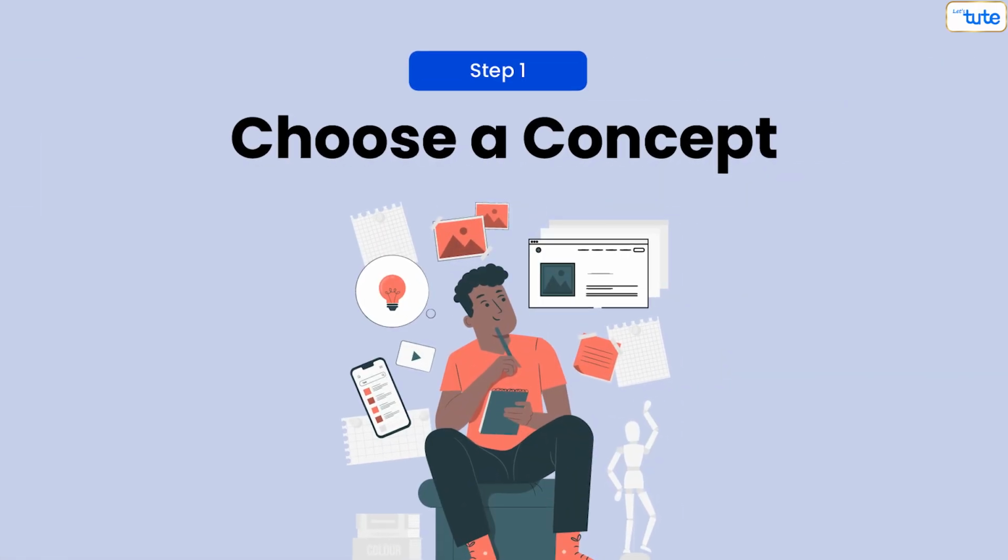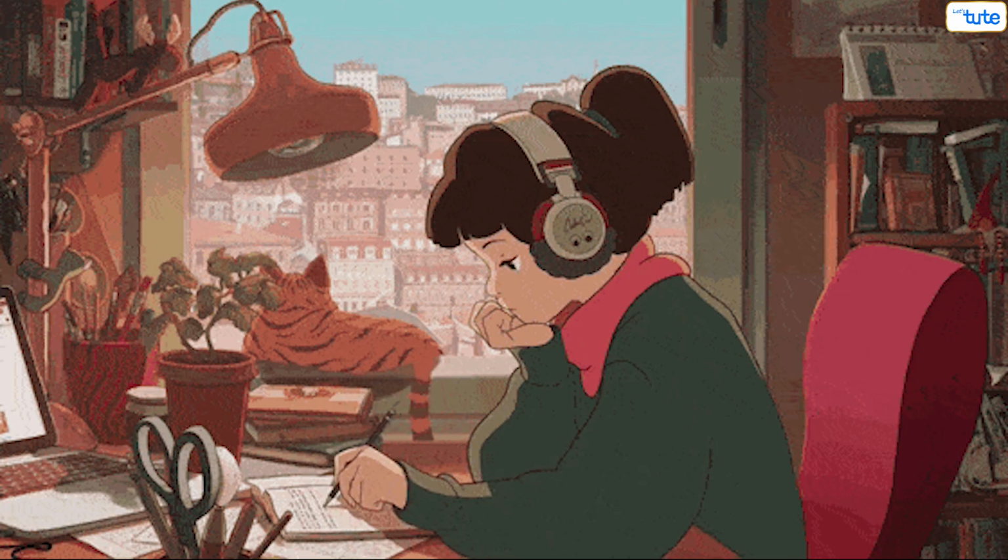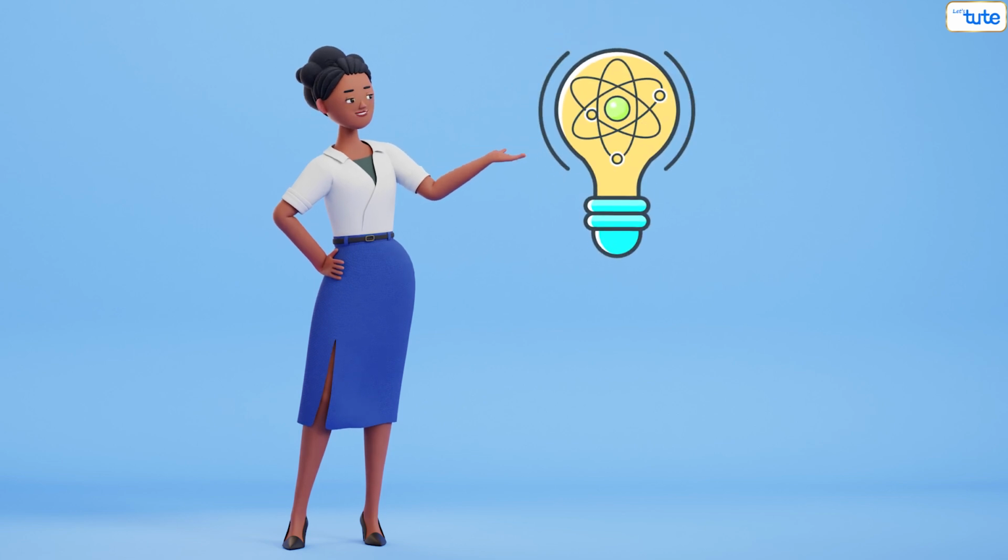Step 1. Choose a concept. Start by picking a concept you want to learn. It could be anything from physics to history.